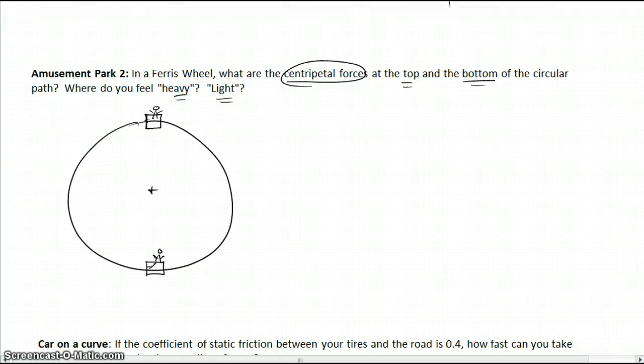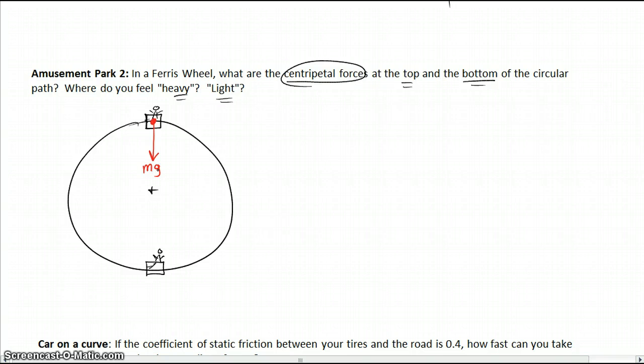What is going on? Well, let's think about it. The key with all of these things is a free body diagram. Let's take a look at maybe the free body diagram for the top first. So what's going on? Well, there's always a force pulling down towards the Earth.